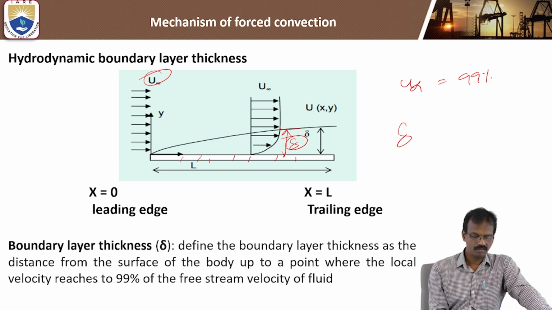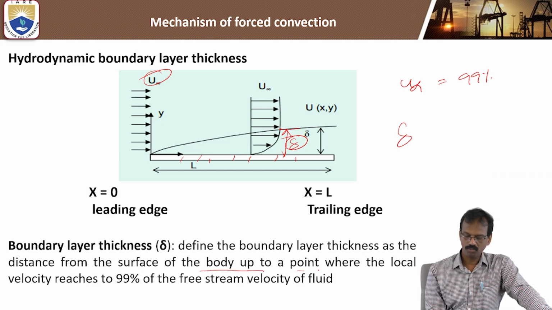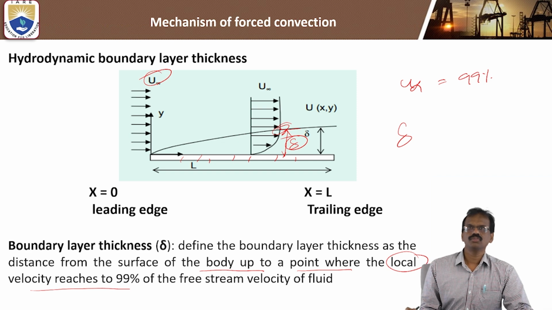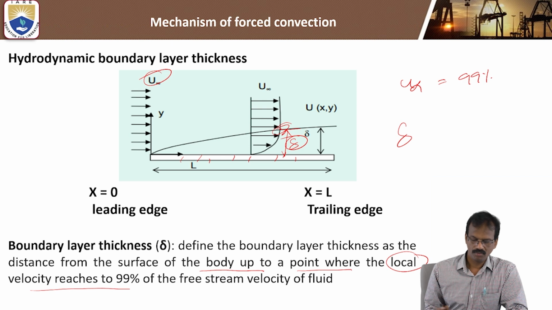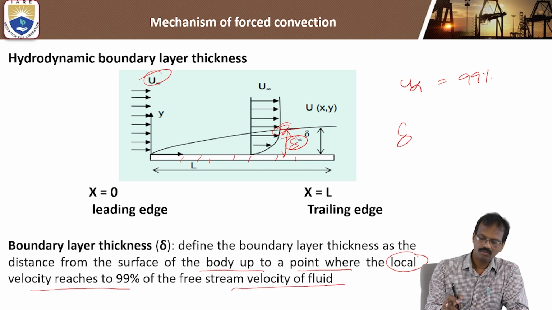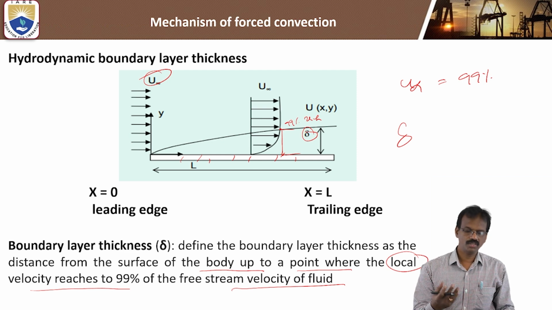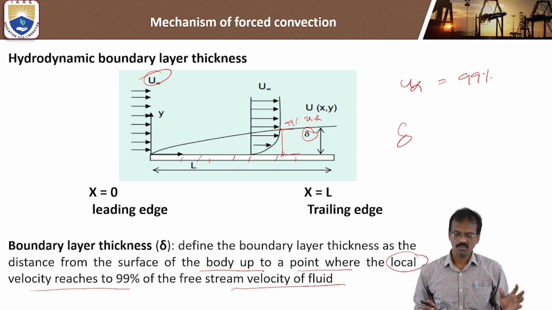The boundary layer thickness is the distance from the surface of the body up to the point where the local velocity reaches 99% of u infinity. It should not be exactly equal, but it is very near, that is 99% of the free stream velocity. So the distance from that point to the surface is nothing but the boundary layer thickness. This condition we will see in the velocity boundary layer and also in the thermal boundary layer.